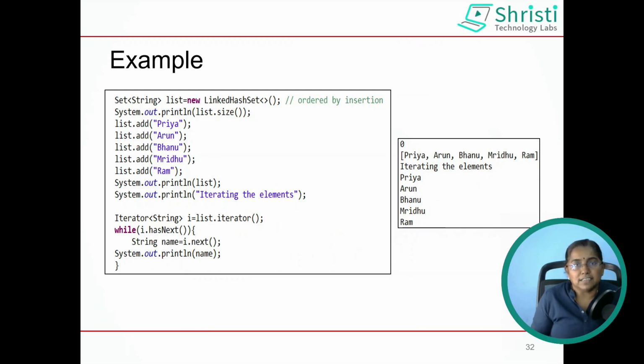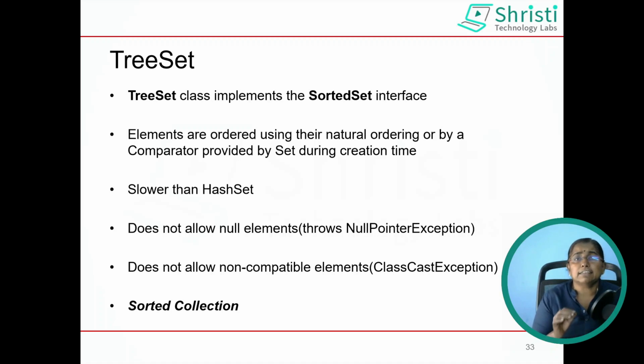The next one is TreeSet. TreeSet is a sorted collection. It implements the SortedSet interface. SortedSet is a sub-interface of the Set interface. Here, the elements are sorted by natural ordering, that is, either in alphabetical order or in ascending order.